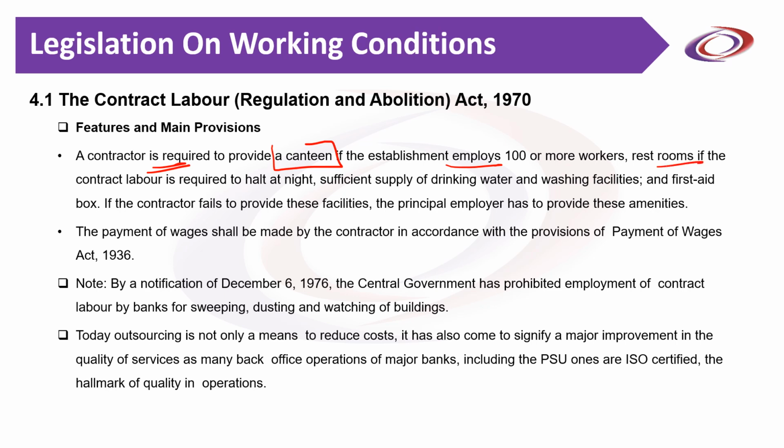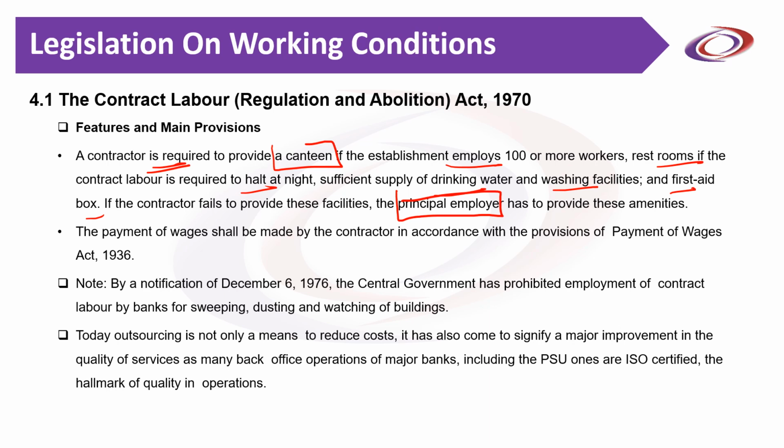If the contract labor is required to be there at night, sufficient supply of drinking water and washing facilities, first aid box. If the contractor fails to provide these facilities, then it is the responsibility of the principal employer, the owner of the institution. They have to provide these facilities. They should be there if they are using the contract.